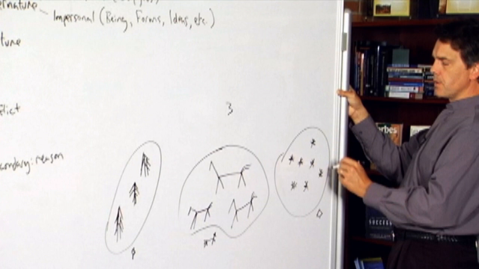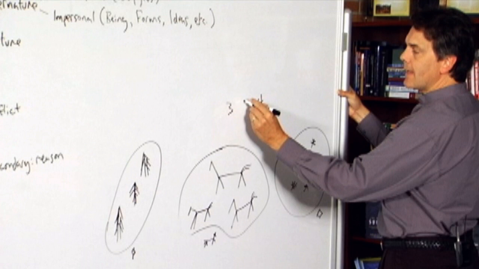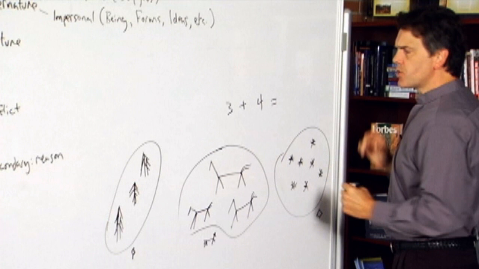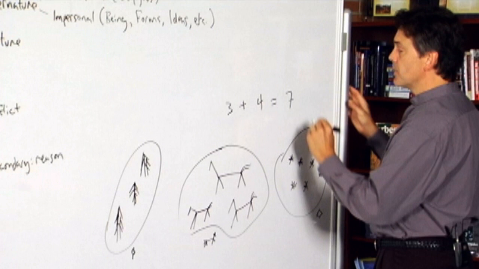So I had three stars. I added four stars. I used that symbol for that. So 3, 4. How many stars do we have altogether here, Susie? And then Susie at a certain point learns, that's 7.